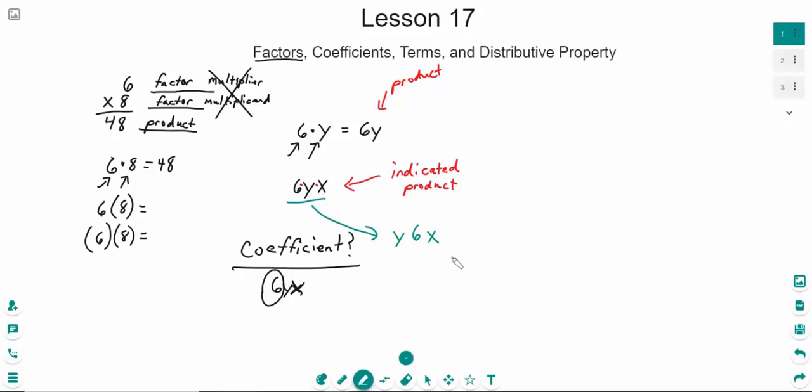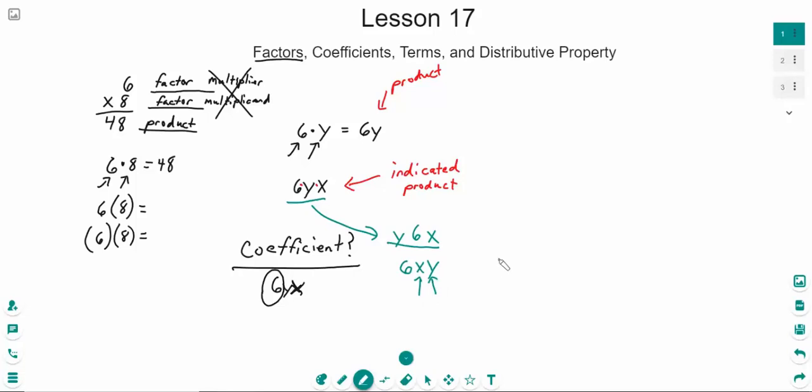But so that we're uniform in how we solve problems, we're always going to write these indicated products with the coefficient at the beginning. And remember, we said the coefficient is the number in that expression. So we're going to write that as 6xy. Another general rule is to always write your variables, the x and the y here, in alphabetical order.